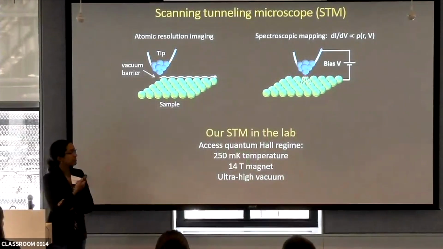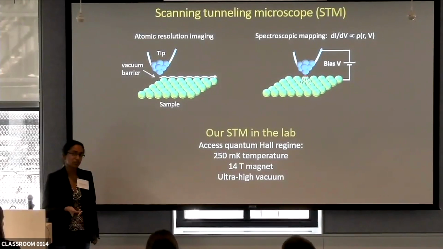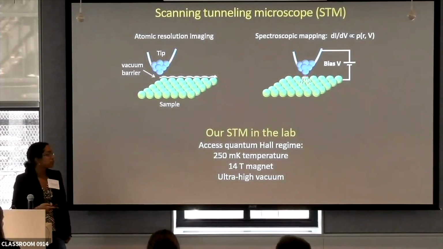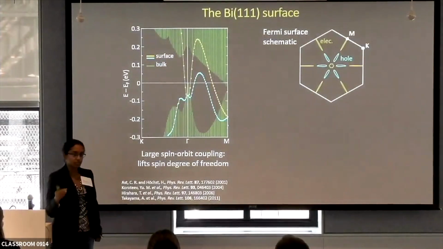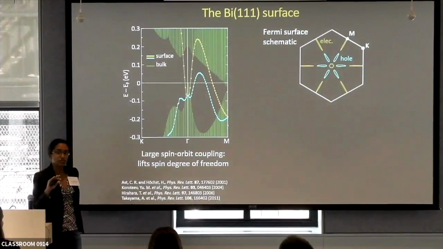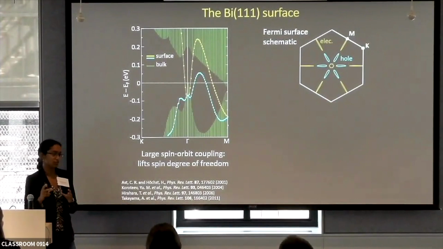And the STM that we use for the experiments here goes down to 250 millikelvin electron temperature and has magnetic fields up to 14 Tesla. So this allows us to access this high magnetic field regime. So what we do in our system is we just cleave a single crystal of bismuth and expose the 111 surface. These are not thin films, but just a cleaved crystal. And we're looking primarily at the surface states, far away from any edges.